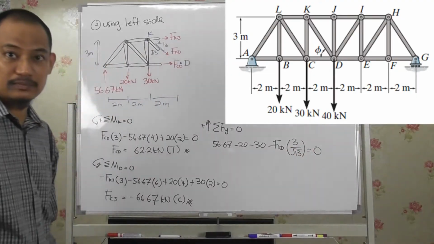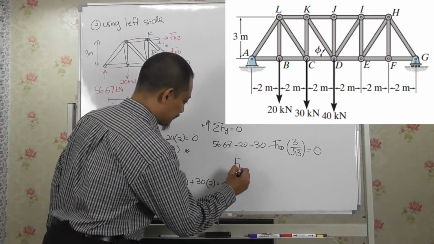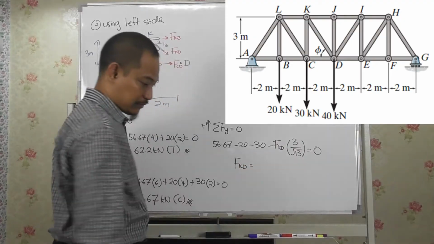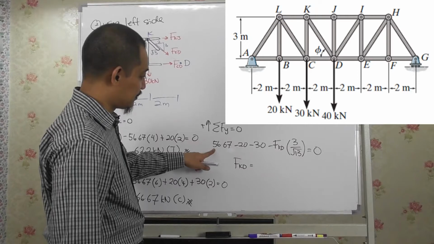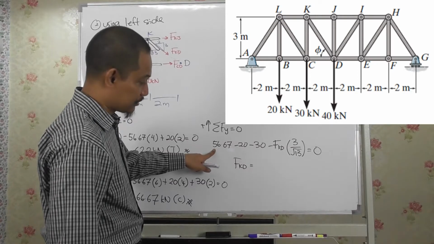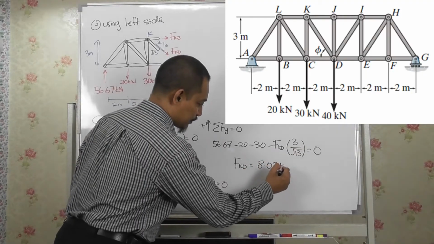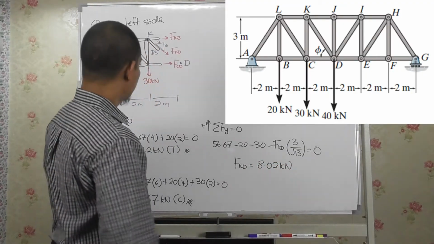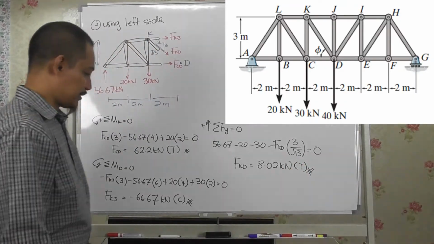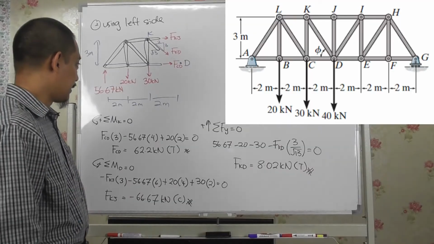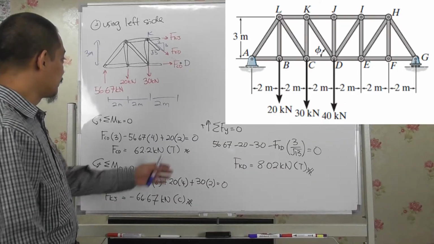Is it okay? Okay, so if you calculate this one, FKD equal to, so verifying, 56.67 minus 20 minus 30 minus FKD 3 over root 13, so you should get 8.02 kilonewton. Is it positive? Positive, so it is tension. That will be the answer that we need to find, right? So that is if we solve using the left side.